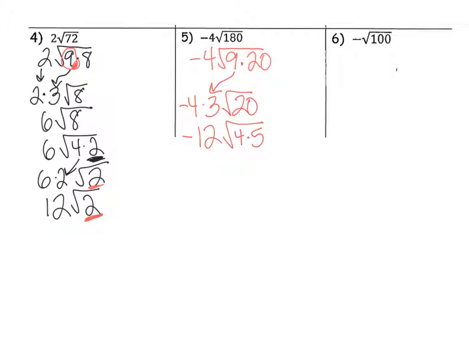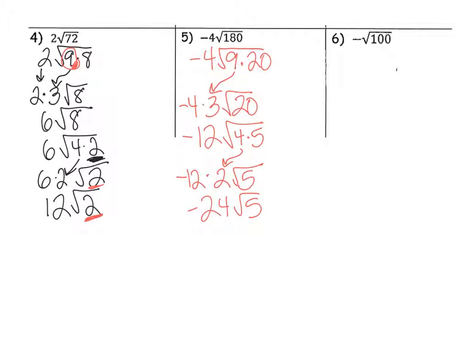Well, 4 is a perfect square. So it comes out, you're right, as a 2. I keep the negative 12 there. There is still a rad 5 all by itself inside. Final answer: negative 24 radical 5.